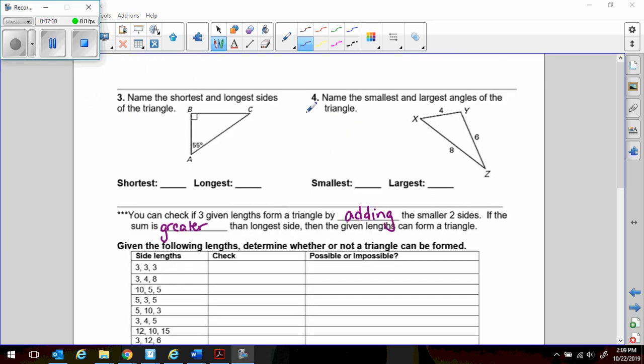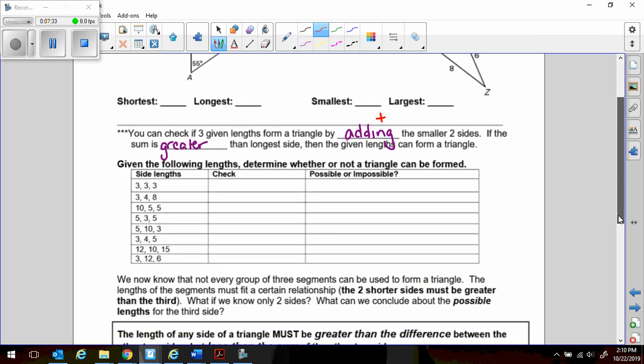Alright, number 3 and 4 is more of the same. I want you to try it out. It says on the next part, you can check to see if 3 lengths form a triangle by adding. That means we're going to add up the 2 smaller sides. If the sum is greater than the third side, the biggest side, then that'll form a triangle. That's how we're going to figure it out.